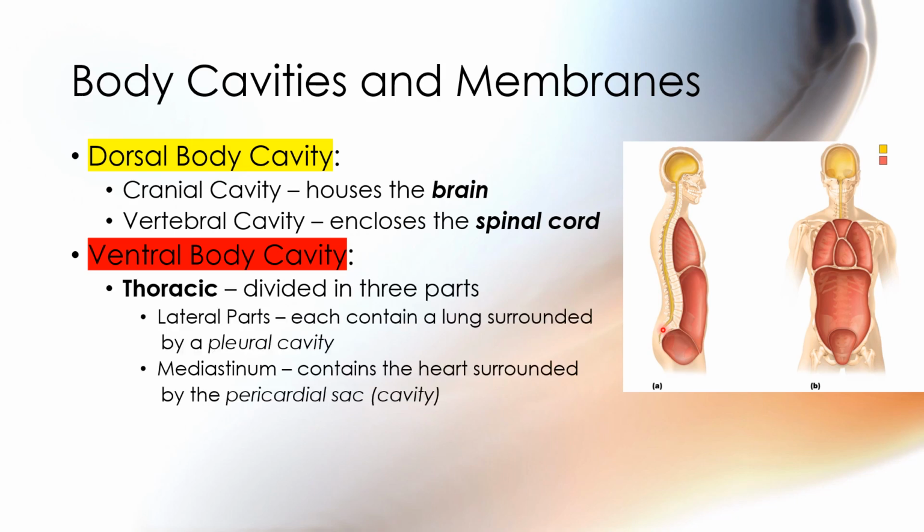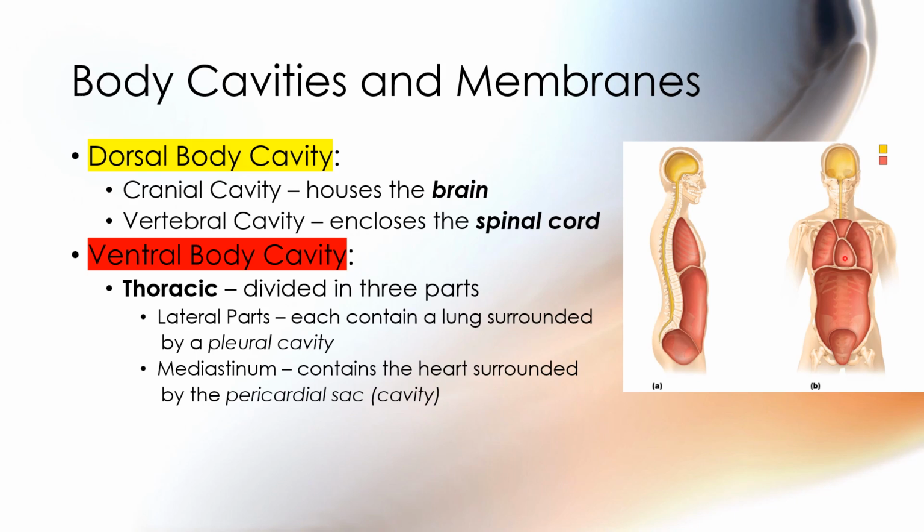Okay. And then our ventral body cavity is going to be on the anterior side, or ventral, right? Same thing. And it's actually divided into 3 different cavities. So let's look at this picture. It's a little bit easier to see. So we're looking at it straight on, or from the anterior view. We have these lateral cavities, and those contain the lungs. Okay? So each lung is surrounded by a membrane, and we'll talk about that in a minute.